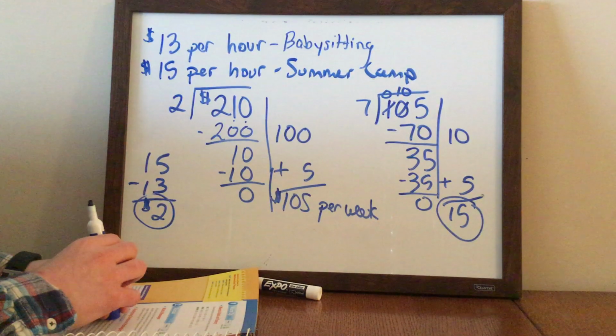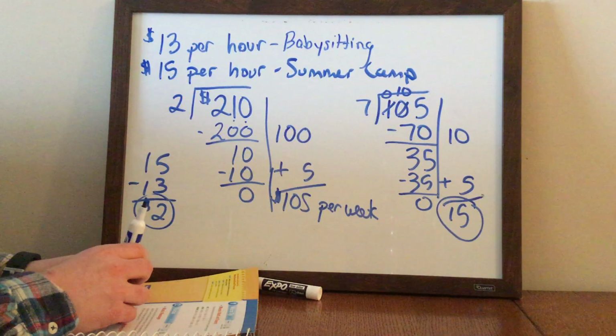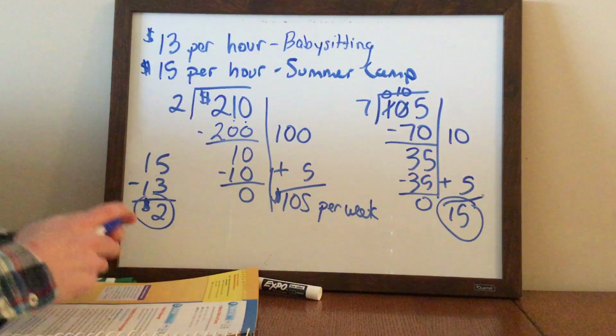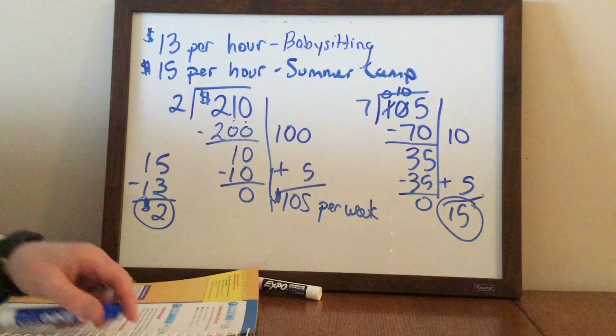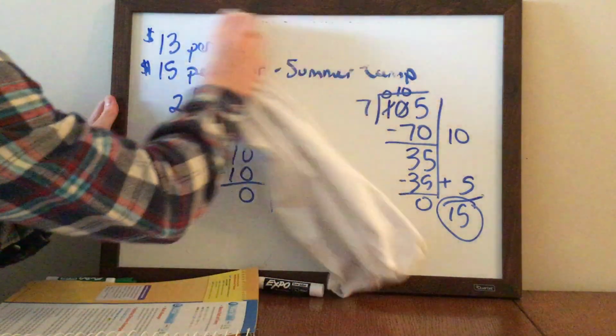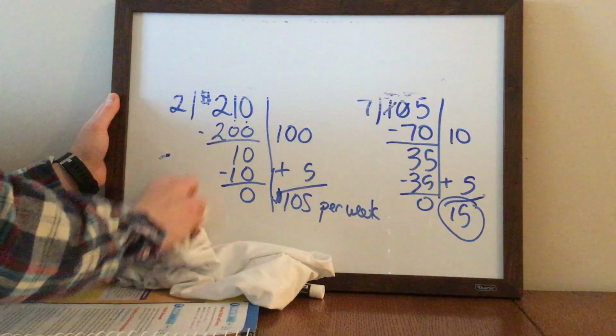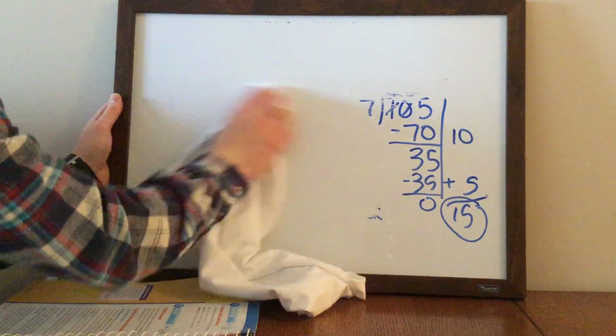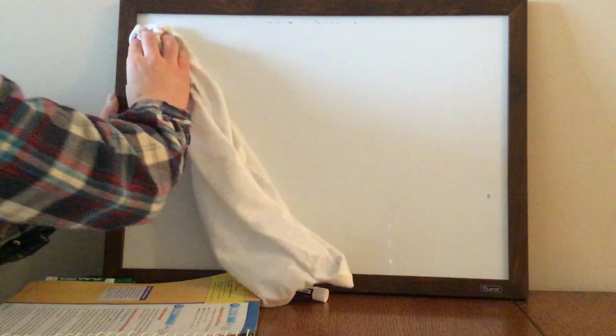Now the last part, the equation with the letter for the unknown. And this is going to be a doozy. So I'm going to do this first one for you. I'm going to talk you through it, okay? All right. Let's start with which job paid more, and that was the summer camp. So we're going to start with the summer camp.